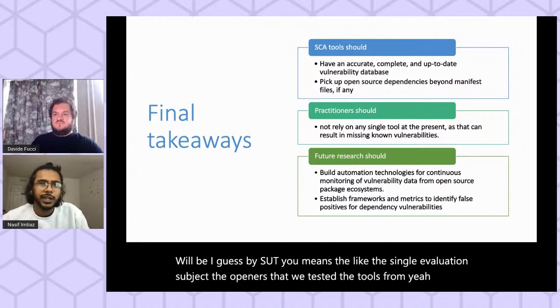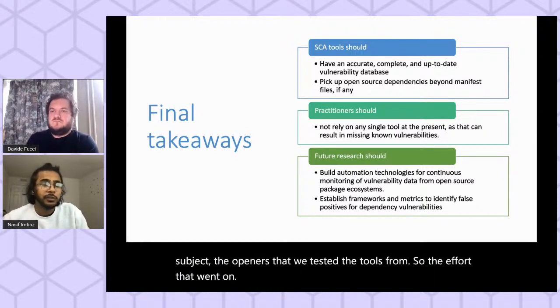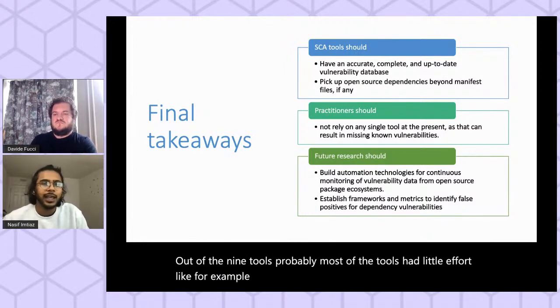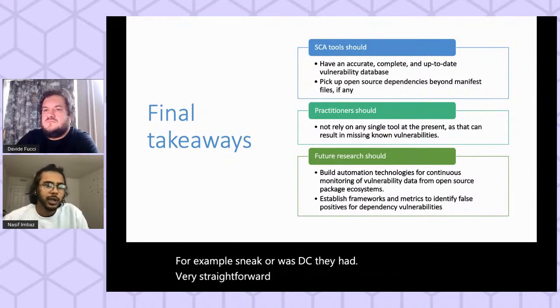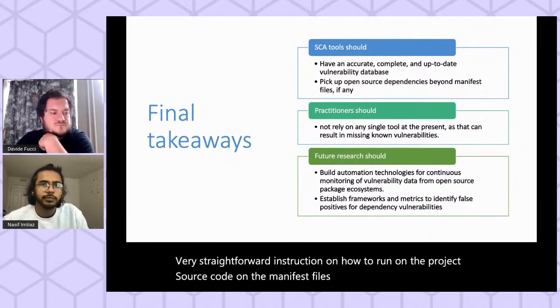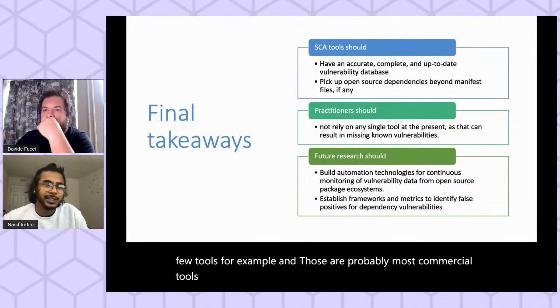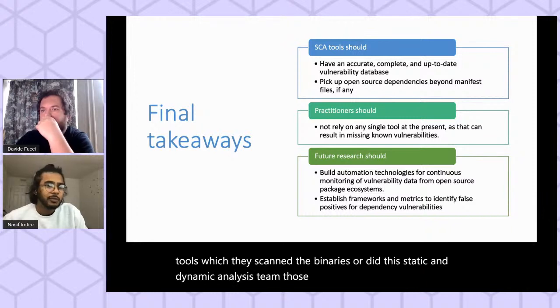So the effort that went in: out of the 9 tools, most of the tools needed little effort. For example, Snyk or OSDC had very straightforward instructions on how to run on the project source code, on the manifest files, and they'll give you the reports. But a few tools, probably most of the commercial tools, which scan the binaries or do the static and dynamic analysis, required a more sophisticated setup.